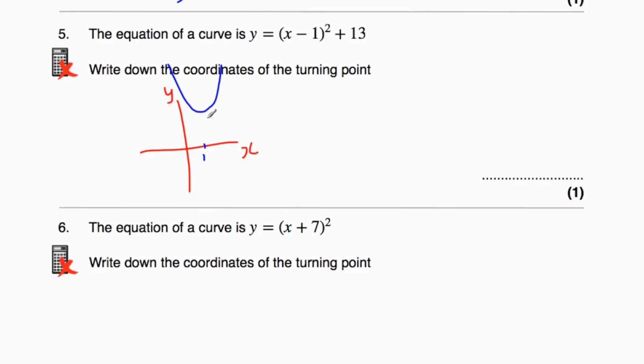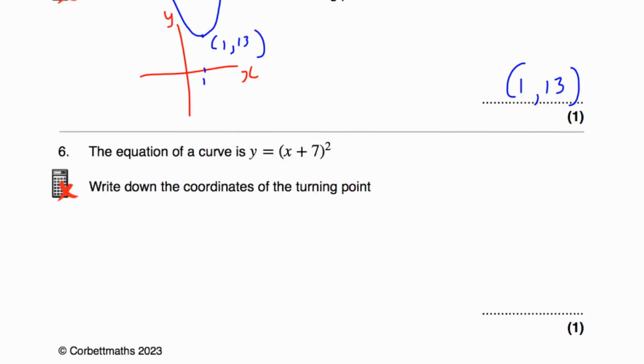And that means the coordinates of that turning point there would be 1, 13. And that's it. So our answer is 1, 13. The coordinates of the turning point, or the minimum point, is 1, 13. Okay, let's have a look at our next one.